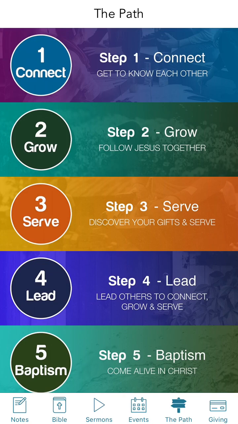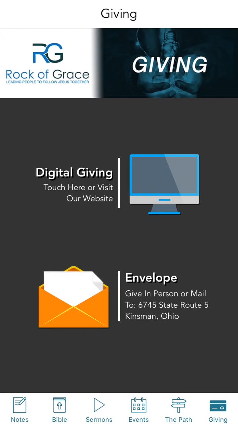So last of all, on the right side is giving. So I'm going to press giving, and this gives you the ability to see the different ways that you can give at Rock of Grace. You can see you have the Rock of Grace address. You can give by envelope or by mailing to the address, or you have the digital giving button.